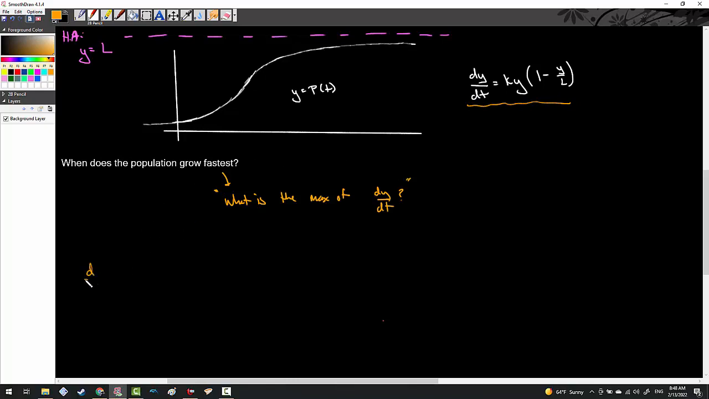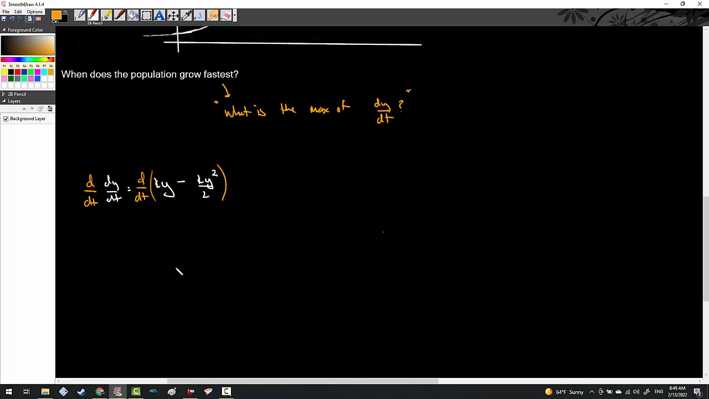So if I do d over dt of dy over dt equals, I'm going to actually go ahead and multiply this thing in. I'm going to distribute in. So I'm going to get ky minus ky squared over L. Now it's important to know that, remember, y is the only variable here, right? And so make sure that we are being mindful of implicit differentiation because it's definitely going to play a role.